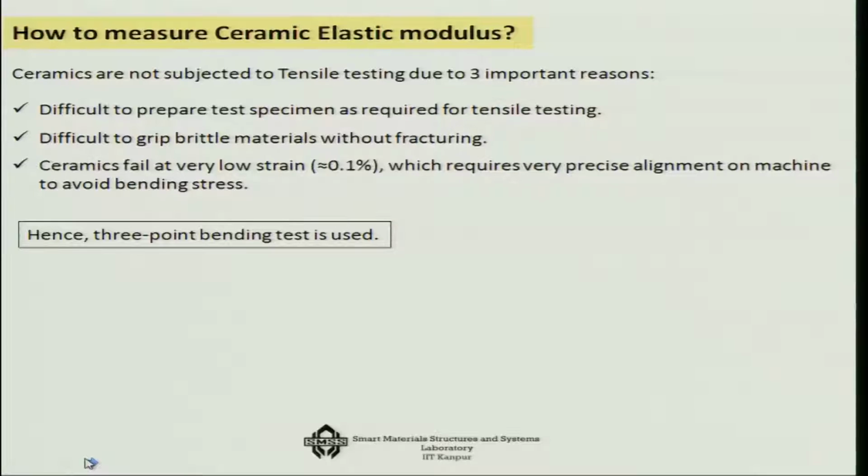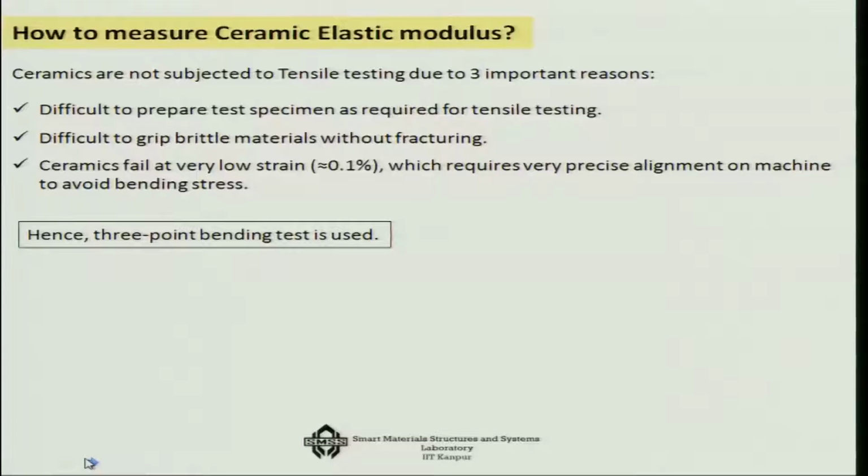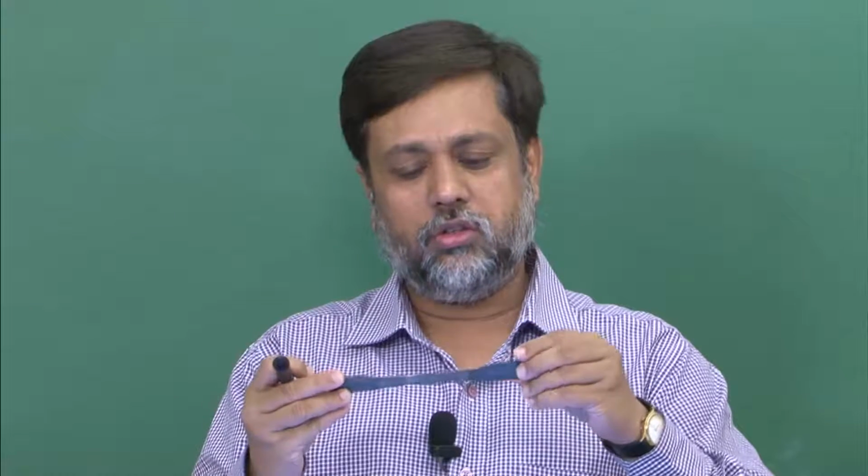It looks like a very trivial question, but it is not trivial at all. Why? Because when you have to make a particular sample for elastic modulus determination, say for example a steel sample, you have to make a certain necking arrangement. So, this is a dog bone shape of the sample.